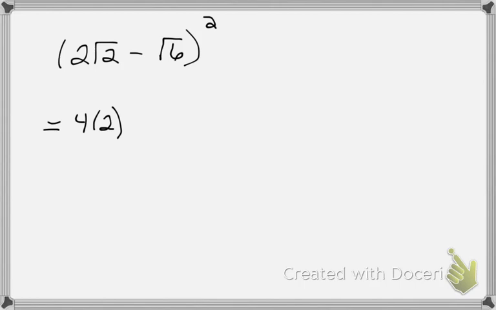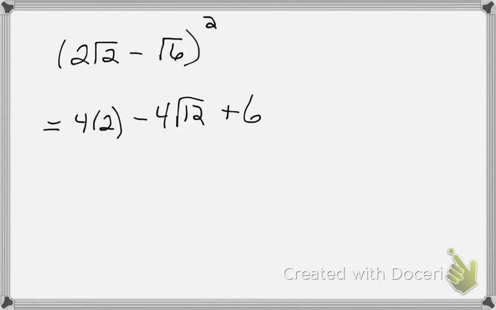You guys agree? The outside 2 squares to 4. The inside 2, the square just cancels the root. That's your a squared. It is 8, if you're comfortable making that jump. Then what do we do? 2ab, right? So multiply these together, and you get 2 radical 12. Double it, and you get 4 radical 12. That's your 2ab. Finally, your b squared is just 6.